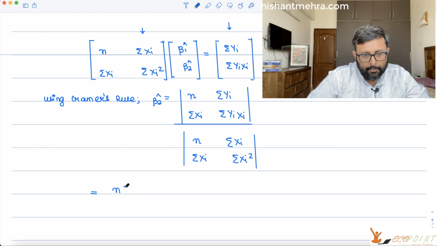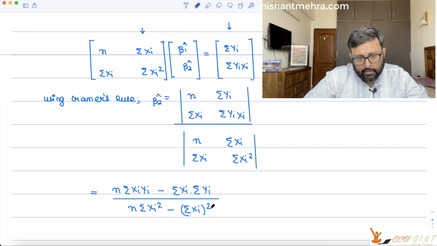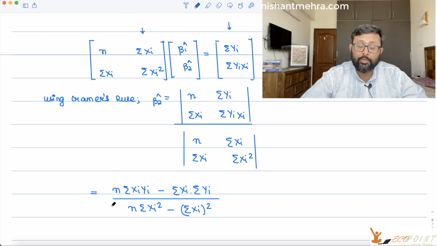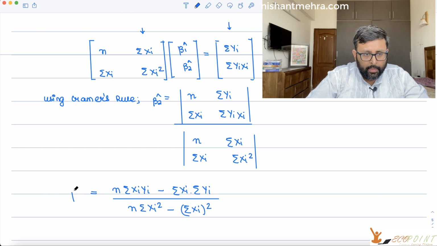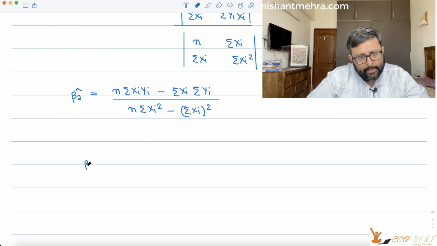So the determinant of this augmented matrix upon the determinant of this coefficient matrix. What will this be? N summation xi yi minus summation of xi summation of yi, whole upon n summation xi square minus summation of xi whole square, right, beta? This is what my beta 2 hat is. Acha, tell me one thing. Can I also write it like this?